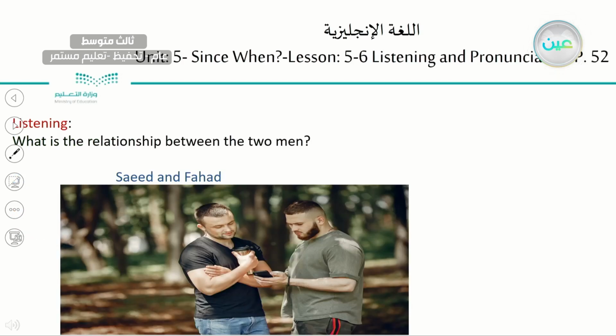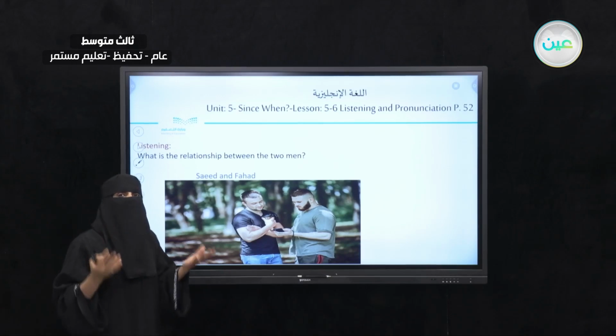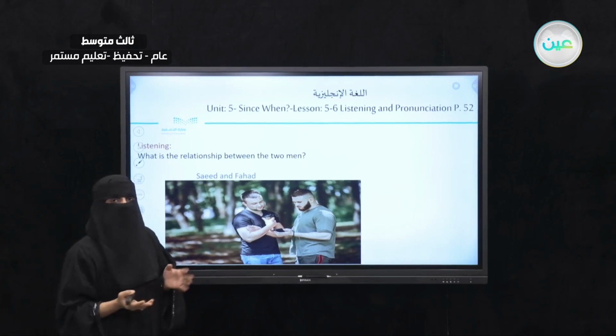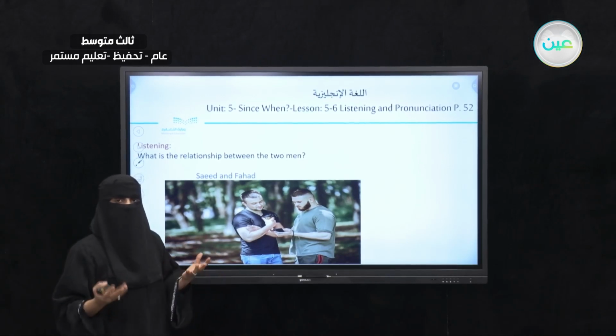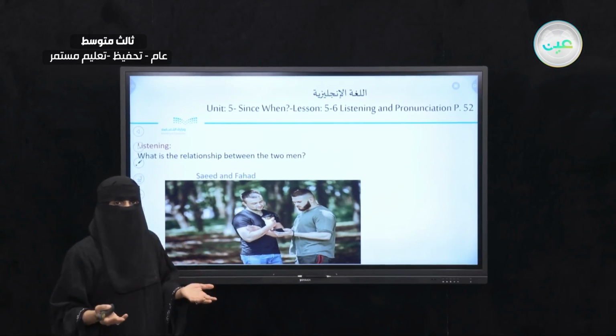Now, for our lesson, open your books, page 52. We have a picture of two men in front of you, okay? And for the listening, their names here, as we can see, Saeed and Fahad. The conversation is between Saeed and Fahad. What is the relationship between Fahad and Saeed? Try to guess. Are they brothers? Are they friends? Are they father and son? What do you think the relationship is?